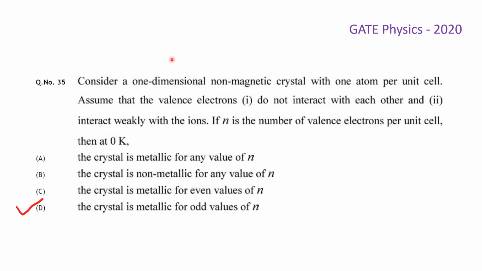So we have solved this question and we found that the last option, option D, the crystal is metallic for odd values of n, is the correct option.